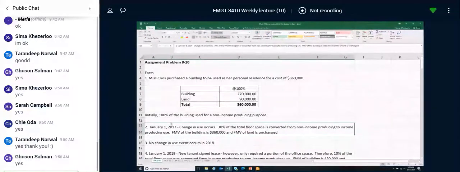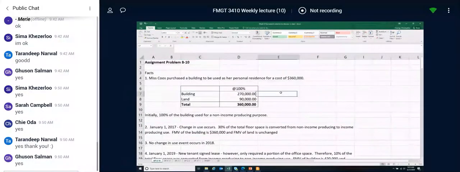After living in this building for 2 years, on Jan 1, 2017, she converts a portion of this building into an office, and she rents it to a local accountant for $1,200 per month. At the time of the conversion, the fair market value of the building was 360,000. Okay, so the building has increased, the land is unchanged. So now it's 360,000 and 90,000.